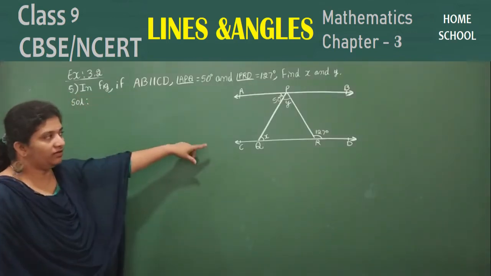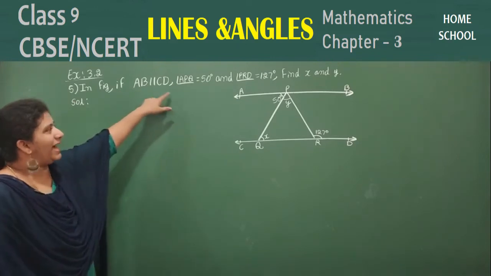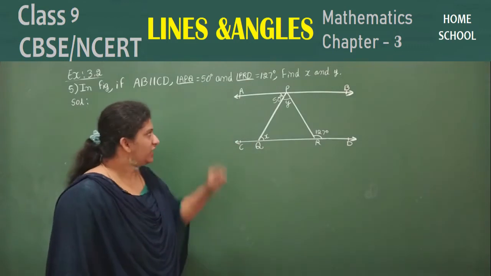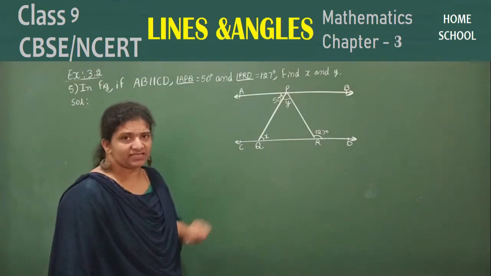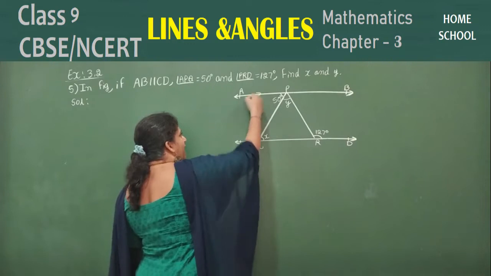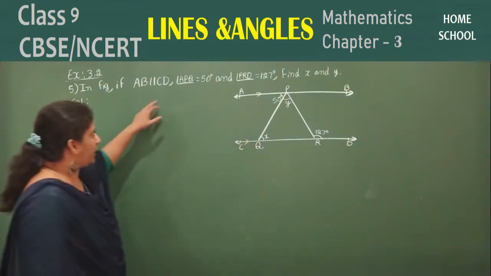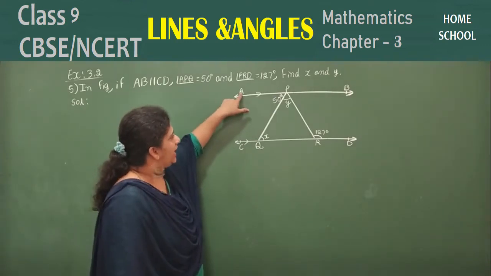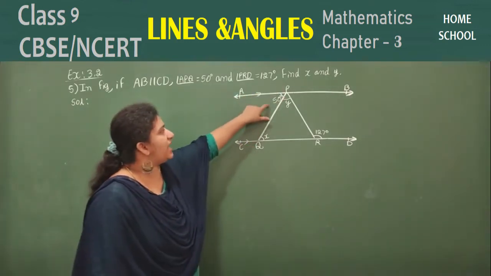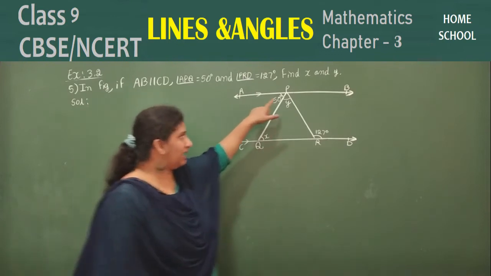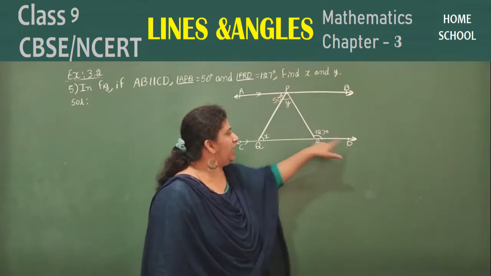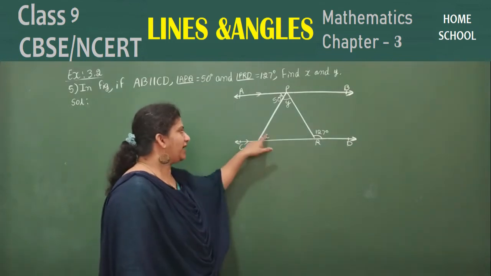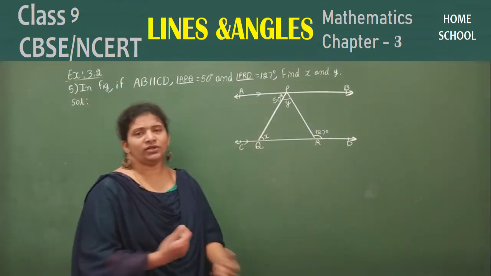Okay. Your fifth problem, in the figure. Can you see the figure? AB is parallel to CD. You can see two lines, AB and CD. Okay, angle APQ. Observe here. This angle APQ is 50 degree. And angle PRD is 127 degree. Find X and Y. X and Y values you need to find.